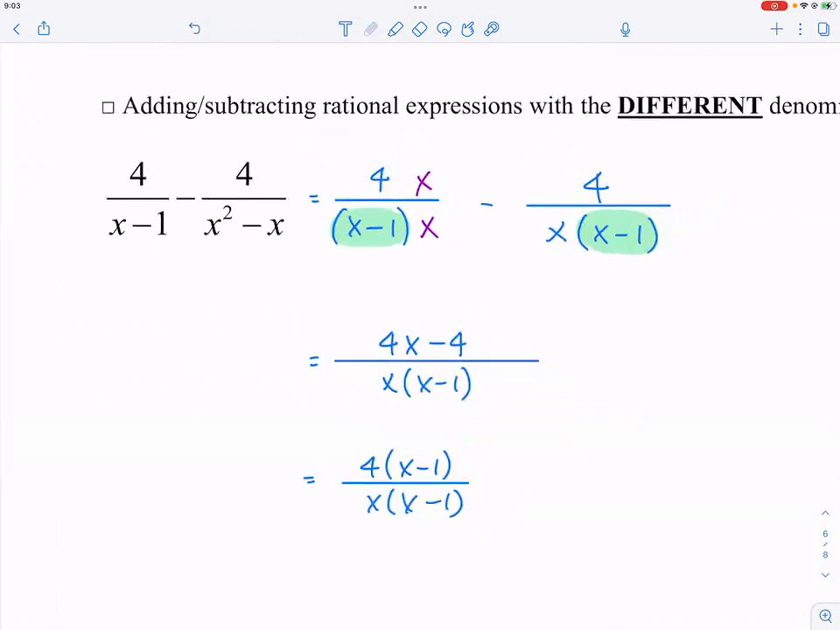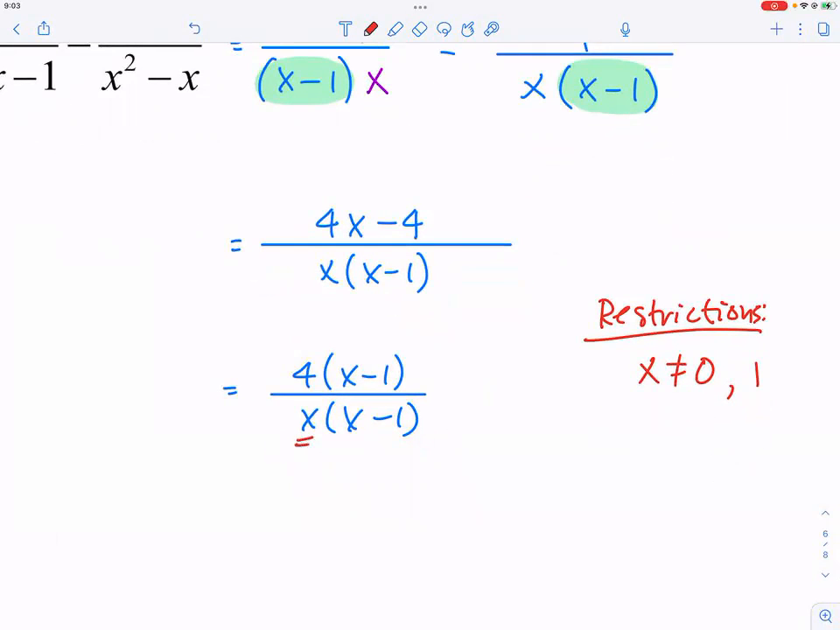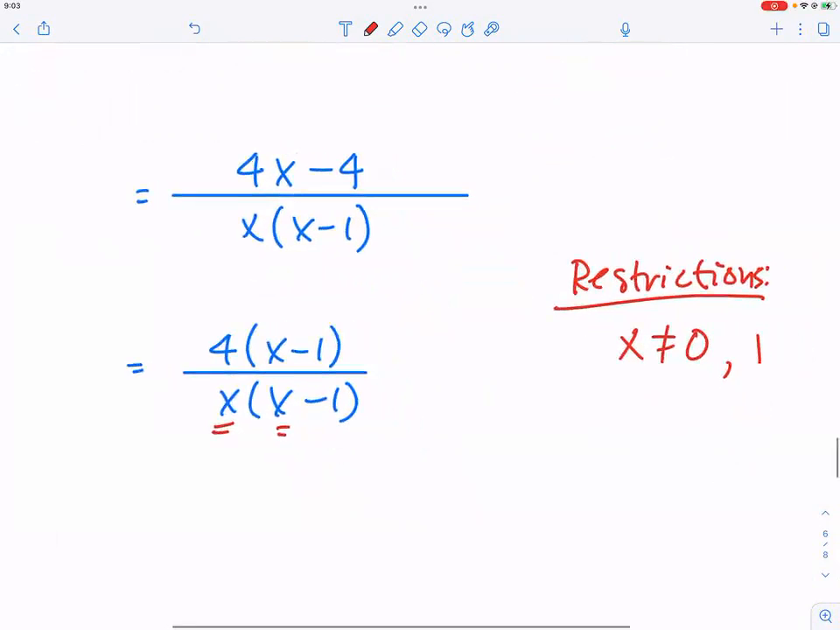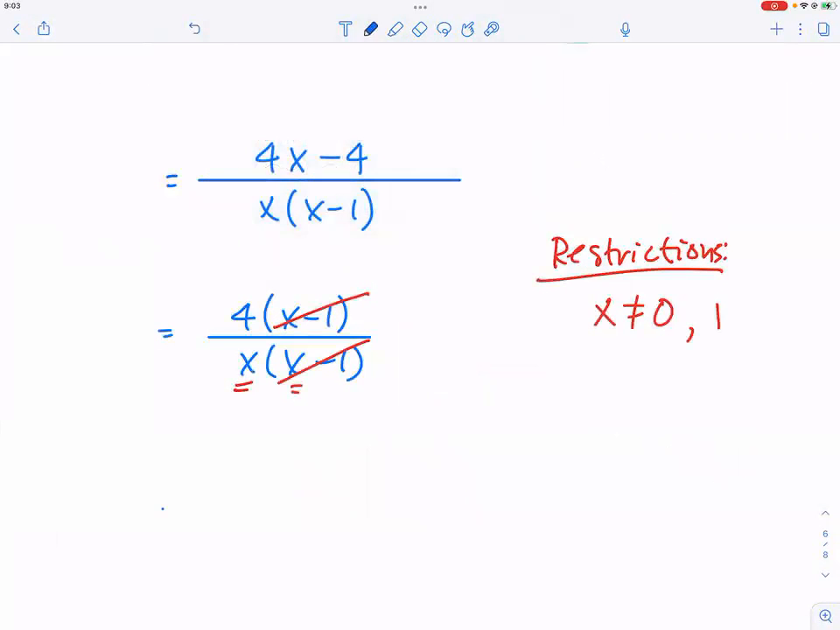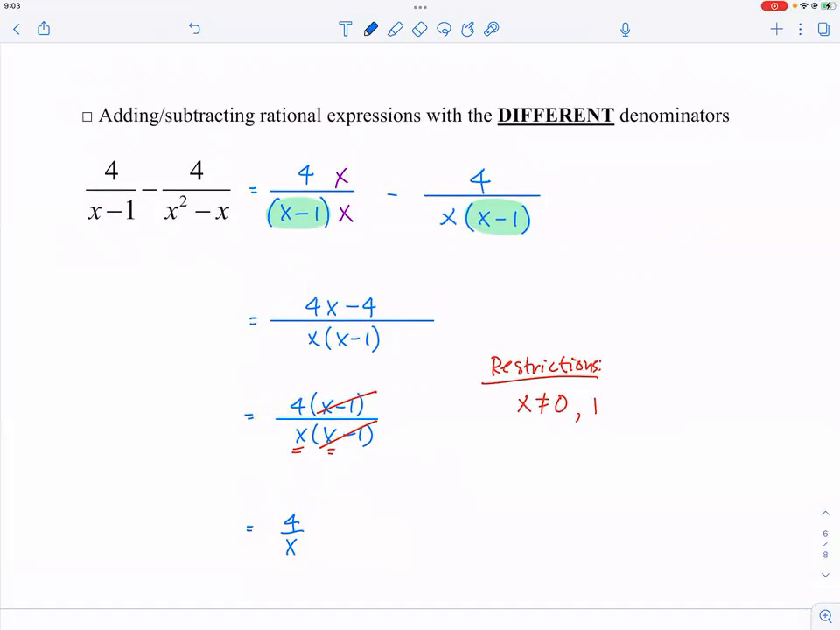And now let's take a moment to write down our restrictions. So our restrictions, well, in this case, restriction would be x cannot be 0 or 1. Okay, because if x is 0, the whole denominator will become 0. If x is 1, then the parentheses will become 0. So we don't want that. And then they cancel each other out. They're dividing. So your final answer is 4 over x. Okay, 4 over x. That's the restriction.